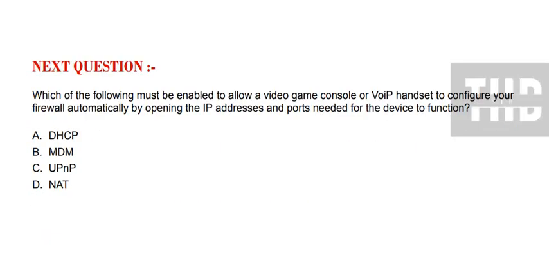Next question is, which of the following must be enabled to allow a video game console or VoIP handset to configure your firewall automatically by opening the IP address and ports needed for the device to function? And the options are: option A, DHCP, option B, MDM, option C, UPnP, and option D, NAT. The correct option is option C.